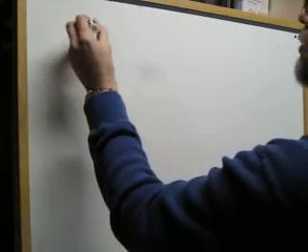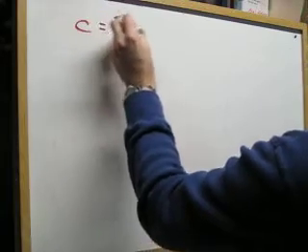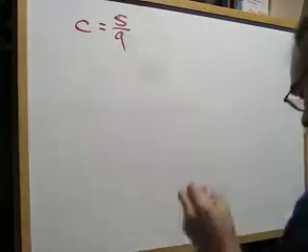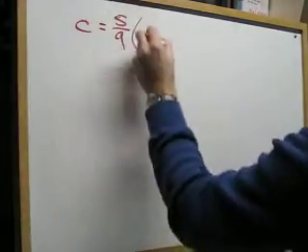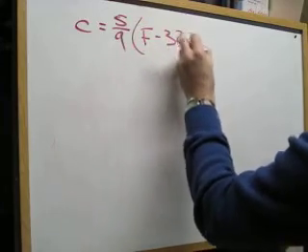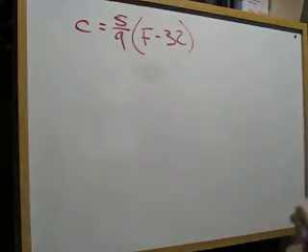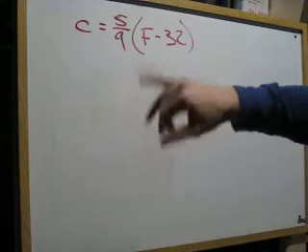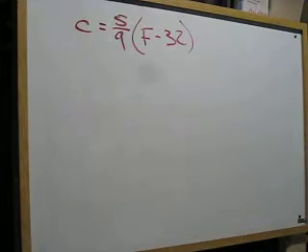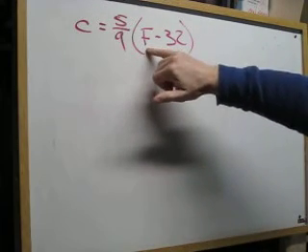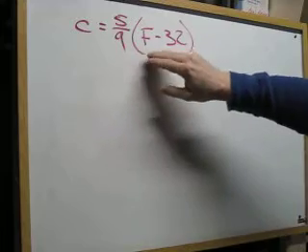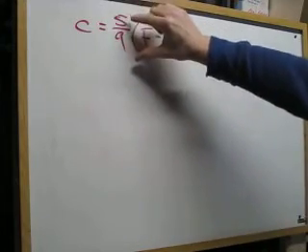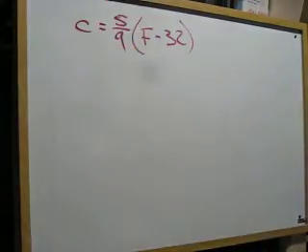Example 2 on page 304. They've got this wild formula, C equals 5/9 times the quantity F minus 32. Now this is the formula to go from Fahrenheit to Celsius. So if you know it's 70 degrees Fahrenheit, you put 70 in for F, for Fahrenheit, subtract 32, multiply it by 5/9, and that'll translate it into Celsius for you.